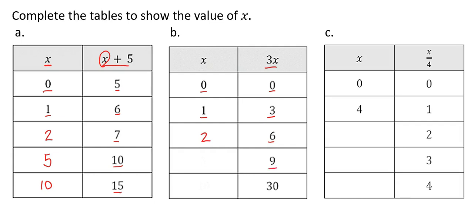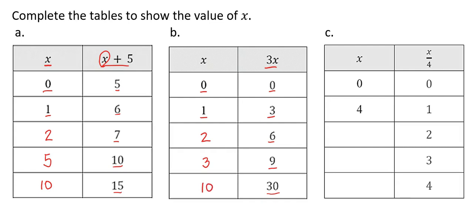And what number would I replace the x with to get 9 for an answer? Well, 3 times 3 is 9. And what number would I replace the x with to get 30 for an answer? Well, 3 times 10 is 30.